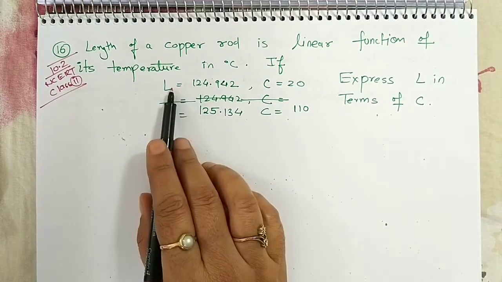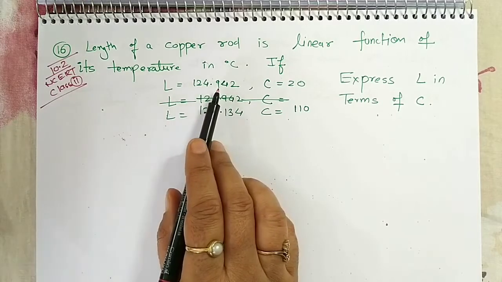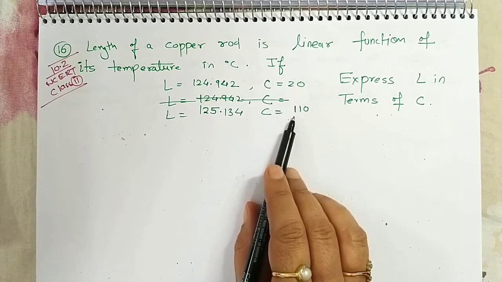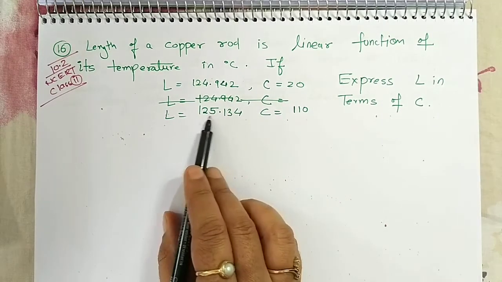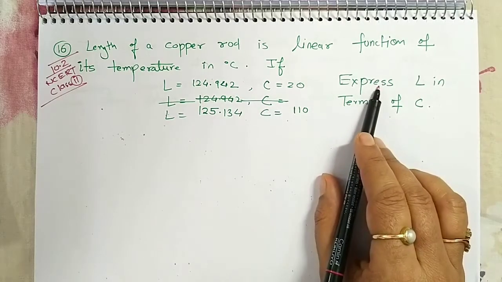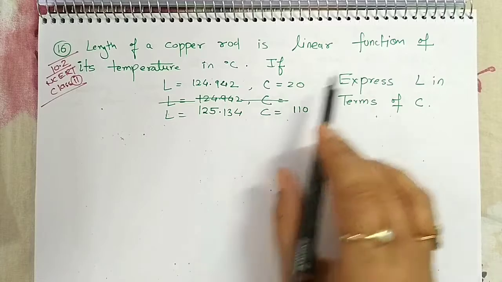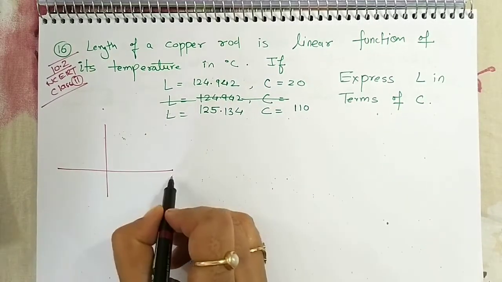The data given is the length in some units, it might be in meter or centimeter, at 20 degrees centigrade. And as you increase the temperature C to 110, the length is increasing. So they're asking to express L in terms of C. So it's a kind of L-C relationship, just like we have an XY relationship.